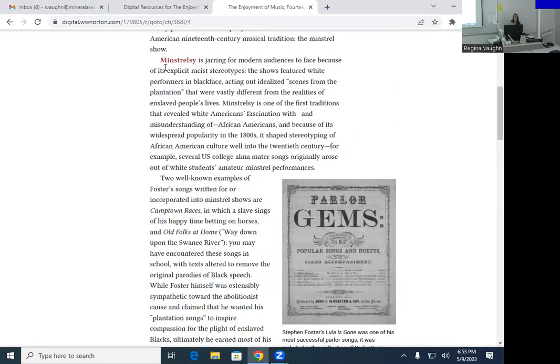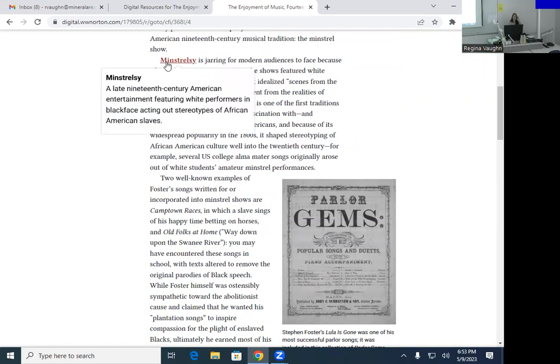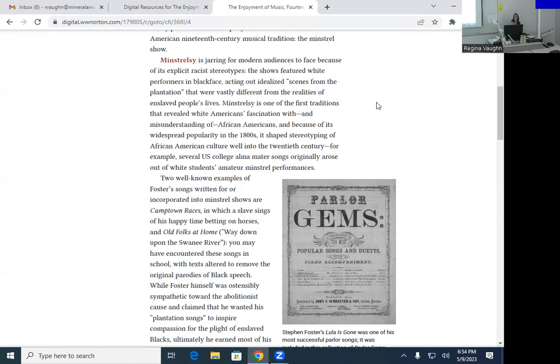Let's talk about minstrelsy, which is hard to say. Minstrelsy is a late 19th century American entertainment featuring white performers in blackface, acting out stereotypes of African-American slaves. So again, it's played for laughs. There's really absolutely nothing funny about slavery, but at the time, we weren't that far removed, or we were right in the middle of that time. It's jarring for modern audiences to think about because it's so explicitly racist. And we can recognize that now, where at the time, it wasn't seen as such.